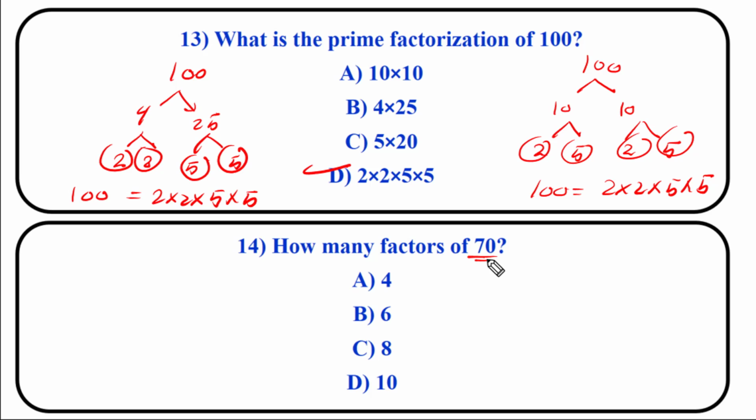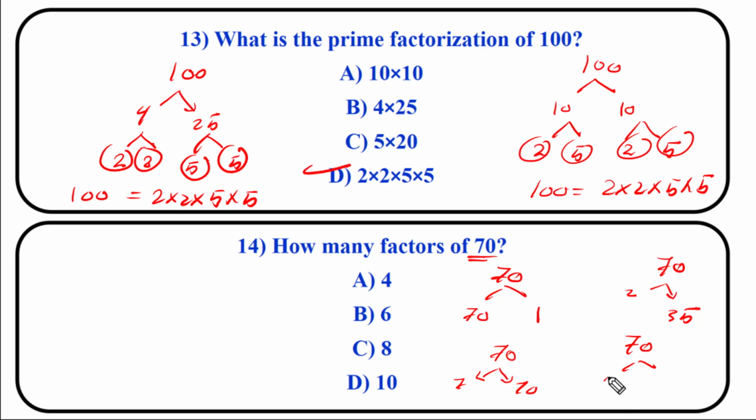Number 14, how many factors of 70? To find the factors of any number, ask yourself, this number is divisible by what, guys? 70, we can write 70 as 70 times 1, the number itself times 1. And 70, guys, is divisible by 2. Why? Because it's an even number. Equals 35. So 70 equals 2 times 35. 70 is divisible by 7, guys. Equals 10. Finally, 70, here the last digit is 0, so it's divisible by 5.